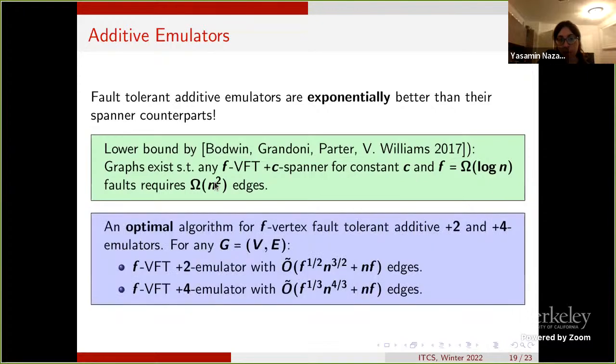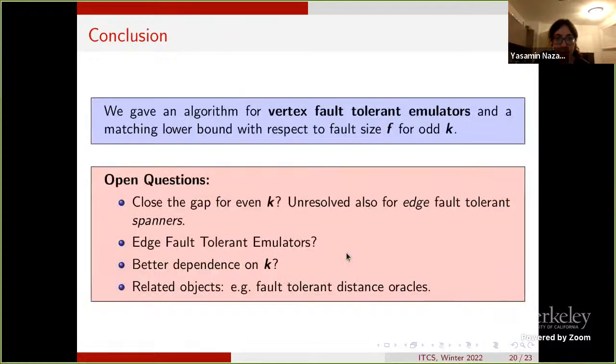But we show that we can get optimal simple algorithms for F vertex fault tolerant emulators for +2 and +4 emulators. And these are the bounds. So with that, let me conclude.